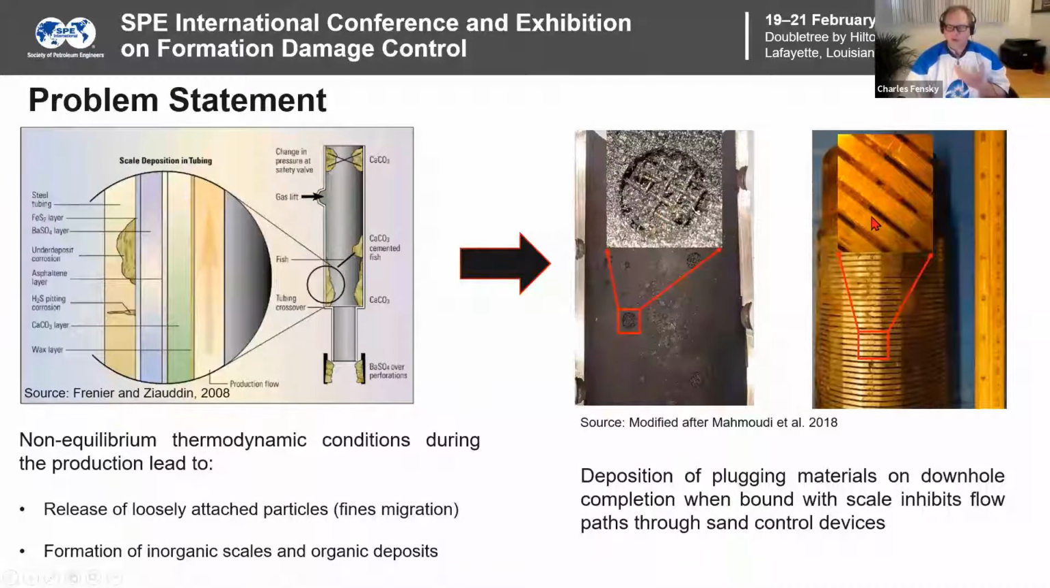The normal function of a sand screen is filtering out the solid formation materials to prevent them from coming into the wellbore. When scales start forming up inside them, they can bond together and make a blockage, which can restrict that flow from coming into the wellbore.